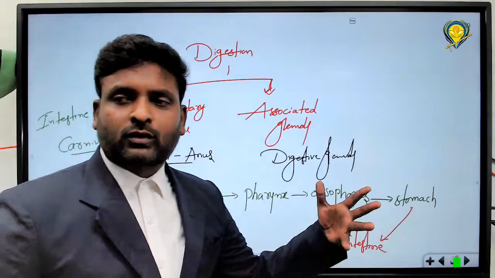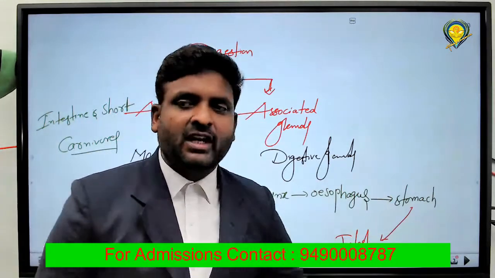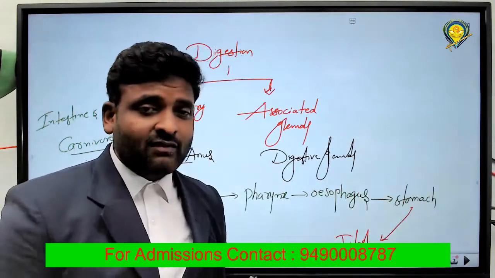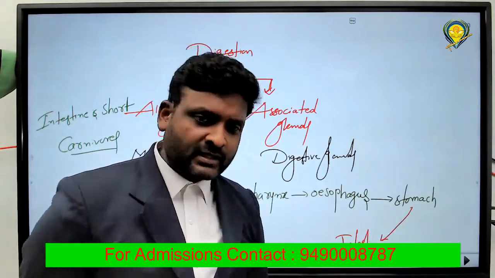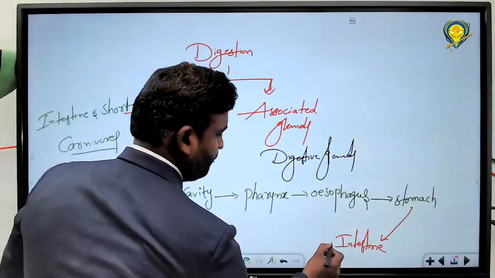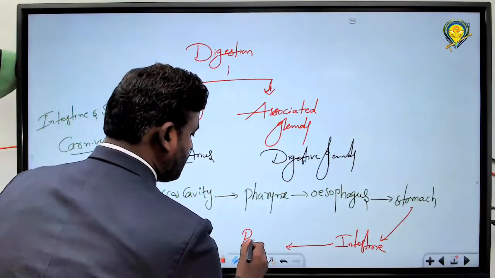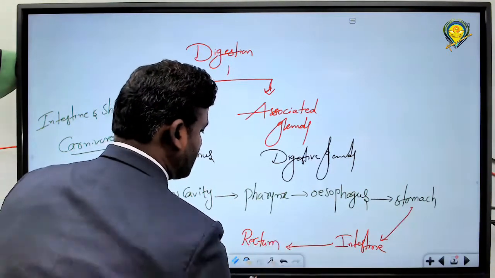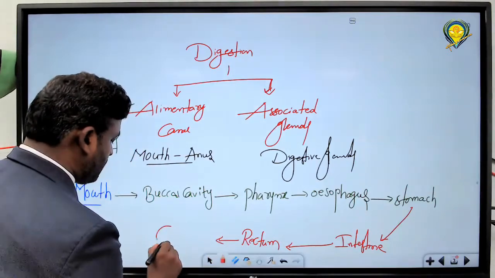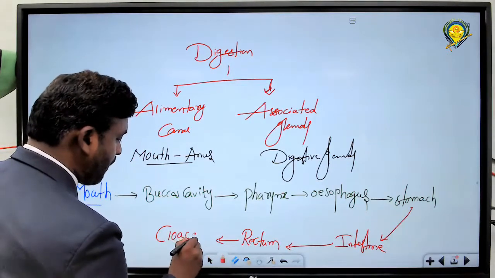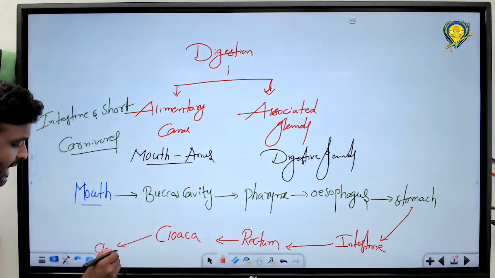Intestine is about both small and large, right? Small intestine consists of duodenum, and the large intestine consists of what? Rectum, directly entering into it. And based on the diagram we can find out, rectum opens into where? Cloaca. Cloaca opens out as a cloacal aperture.